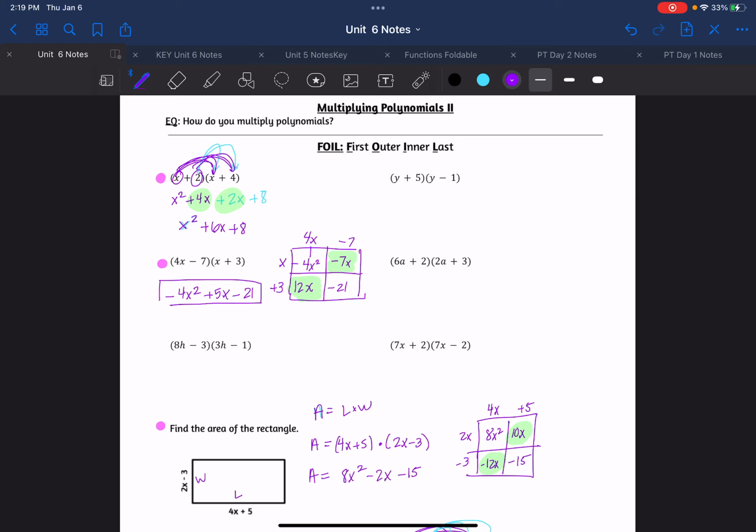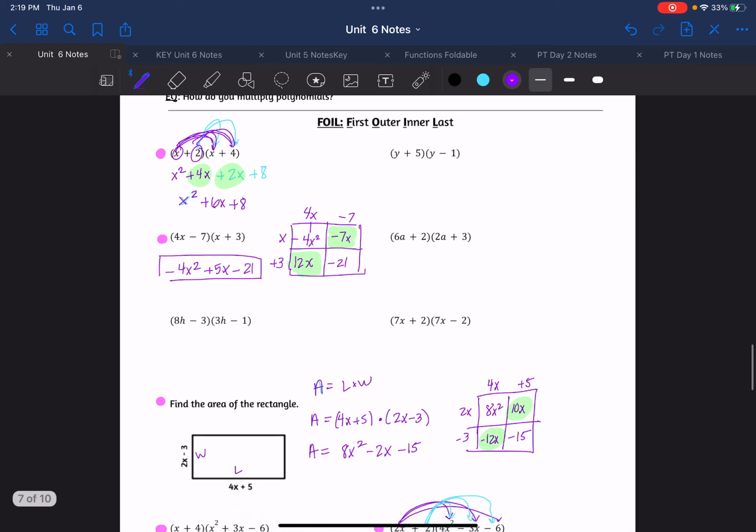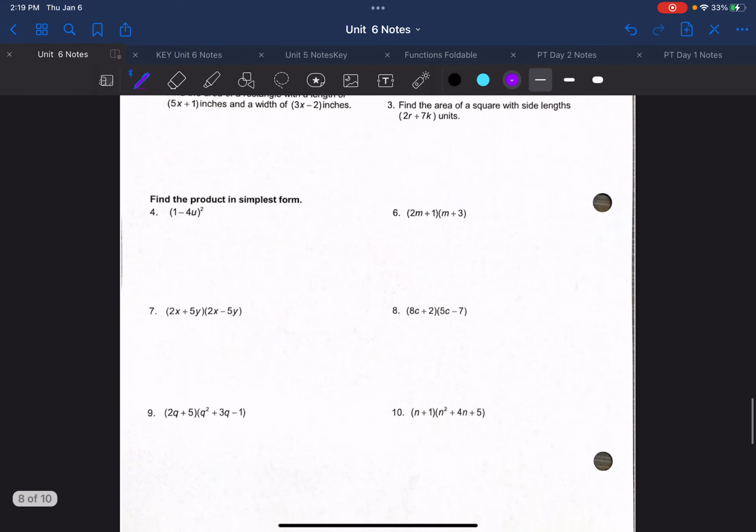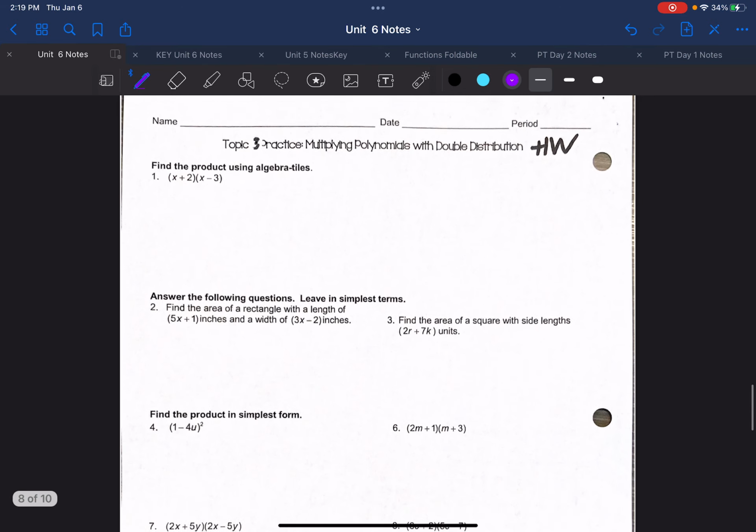So it's just double distribution. All right, if you have any questions, please let me know and come see me during tutoring if you're a little confused. Your homework for this time will be all odds, all odds.